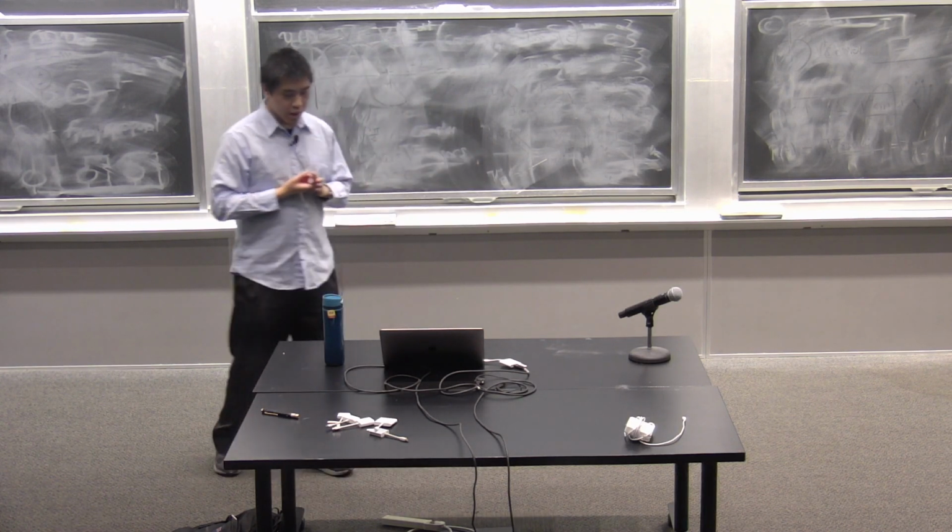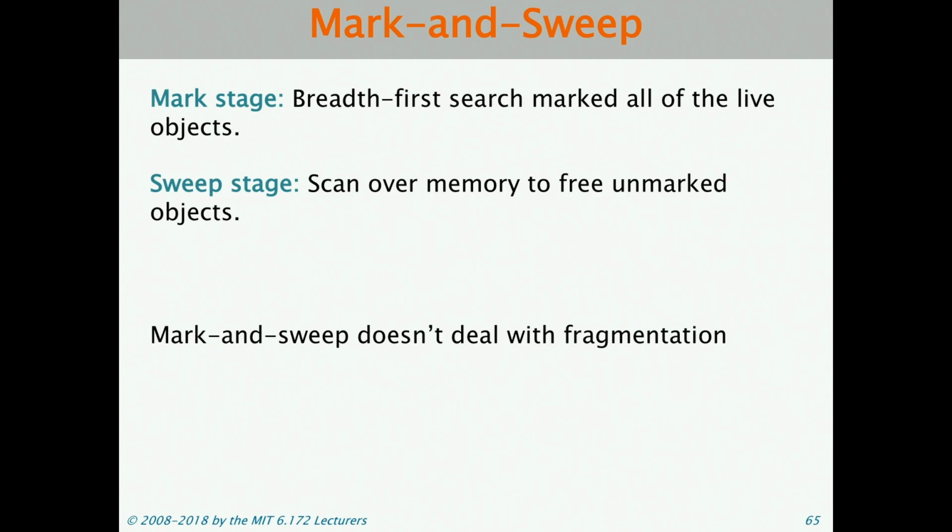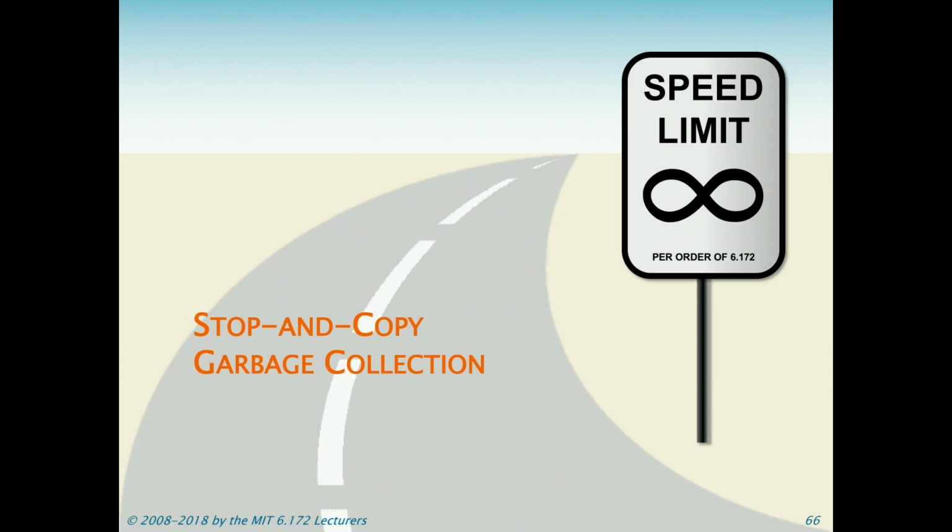The issue I want to get at is that the mark and sweep algorithm that I presented here doesn't deal with fragmentation. So it doesn't compact the live objects to be contiguous in memory. It just frees the ones that are unreachable, but it doesn't do anything with the ones that are reachable. So let's look at another procedure that does deal with fragmentation. This is called the stop and copy garbage collection procedure.